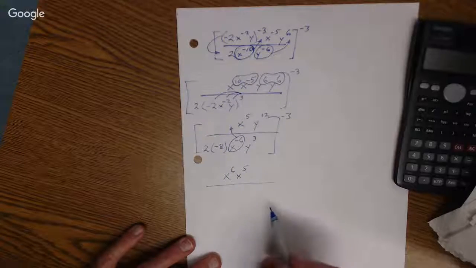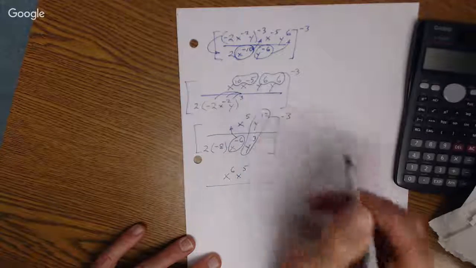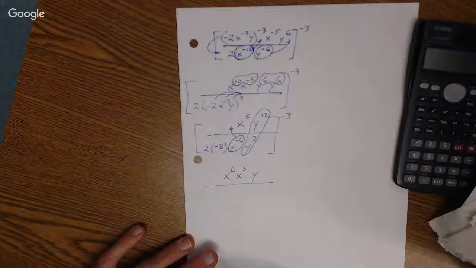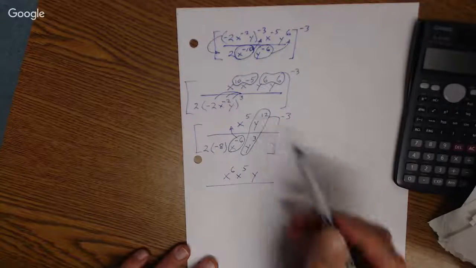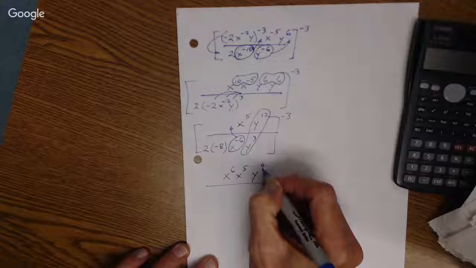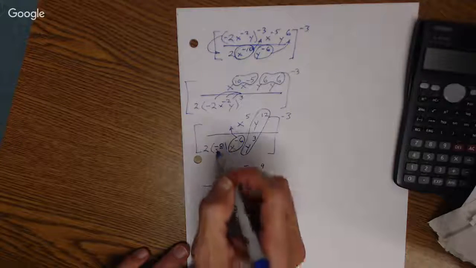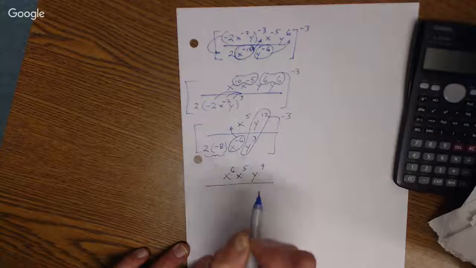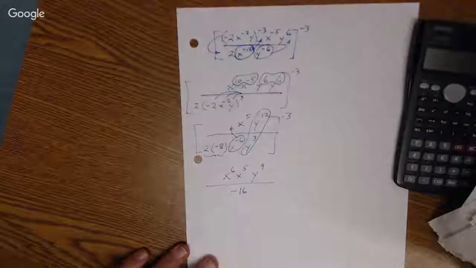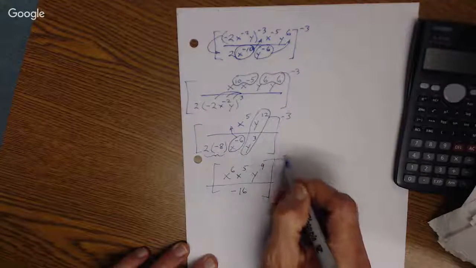And then these y to the 12th divided by y to the 3rd is going to give me, when you divide common bases, you subtract the exponents. So 12 take away 3 is going to be 9. So there's 9 y's on the top. Down here, I'm going to combine that 2 and negative 8 to get negative 16. It's still to the negative 3rd power.